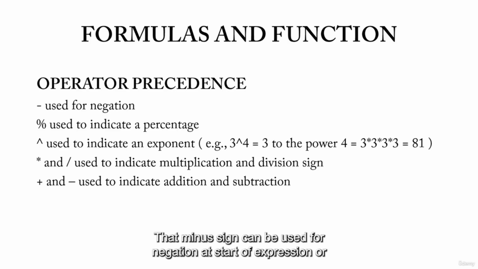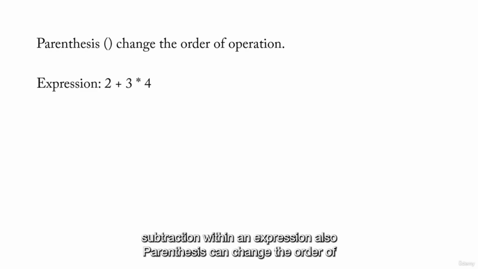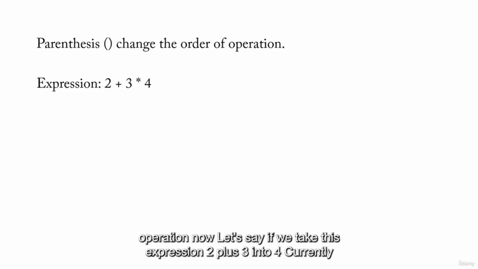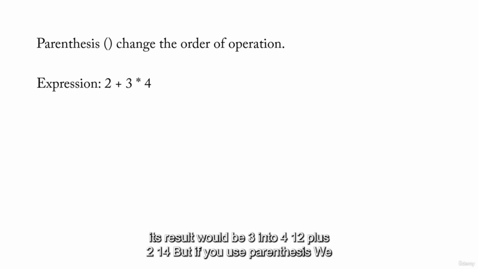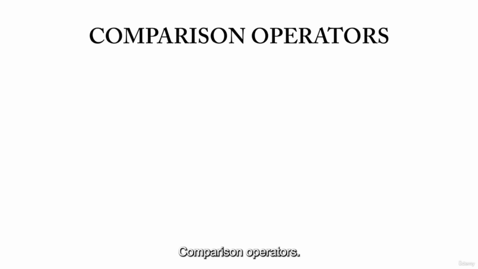A quick note that the minus sign can be used for negation at the start of an expression or subtraction within an expression. Also, parentheses can change the order of operations. Now let's say we take this expression 2 plus 3 into 4, currently its result would be 3 into 4, 12, plus 2, 14. But if we use parentheses, we will first add 2 plus 3, which is 5, multiplied by 4 and comes out to be 20. Comparison operators.